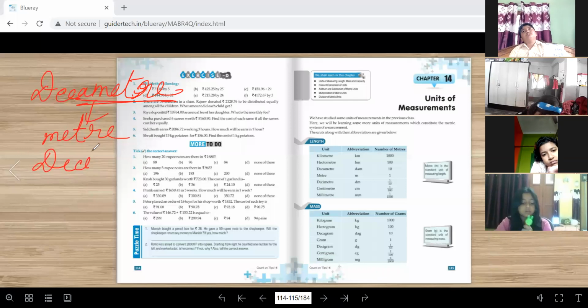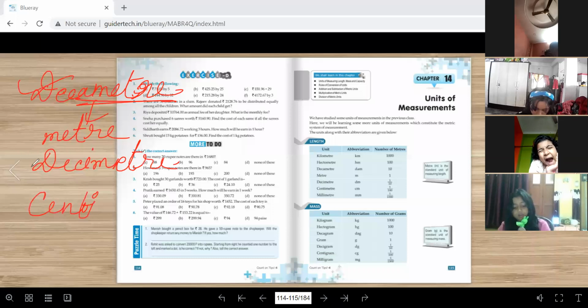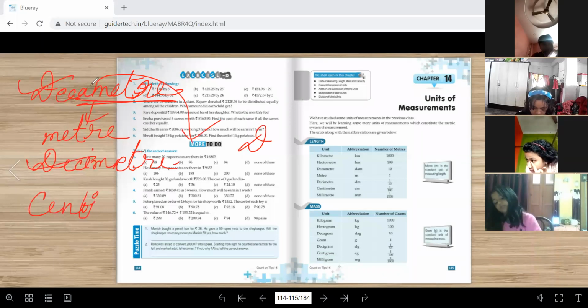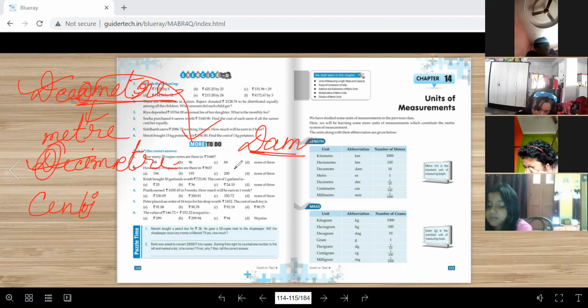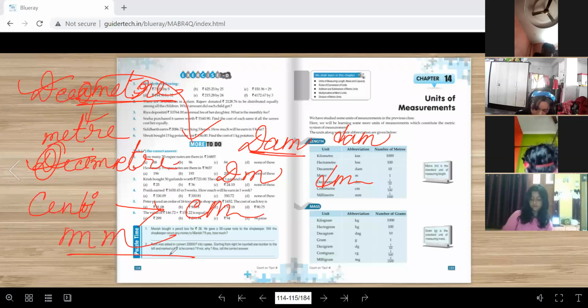Acha, for decameter, one thing is meter. Then decimeter, centimeter, millimeter. One thing: decameter also starts with D, and decimeter also D. So how to write these two? For decameter, look, deca spelling D-E-C-A, so take this A, D-A-M. And for decimeter, only D-M. These are written in small letters. Centimeter, it will be cm. Millimeter, it will be mm. Got it? Everybody? Is it clear?